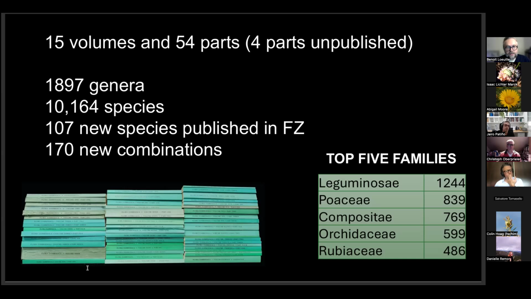Inside Flora Zambesiaca, 107 new species were published. If we take into account all the publications in Kew Bulletin where people publish their new species also, this number is probably much higher. The top 5 families are the Leguminosae. So by far it's the largest family for the area. Then followed by Poaceae, Compositae, Orchidaceae and Rubiaceae.